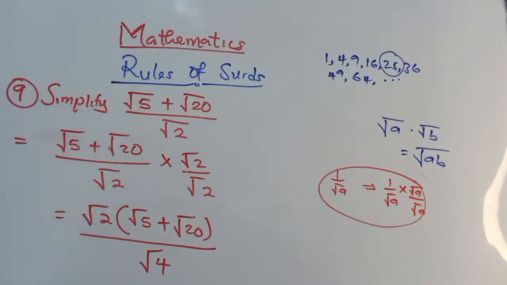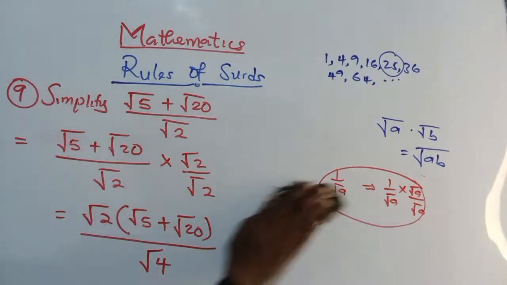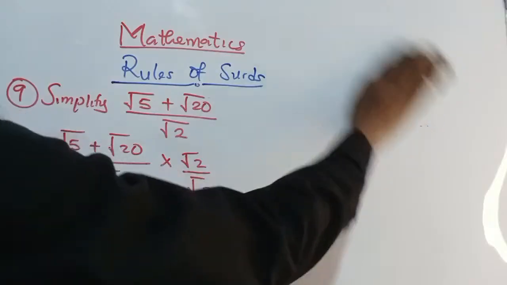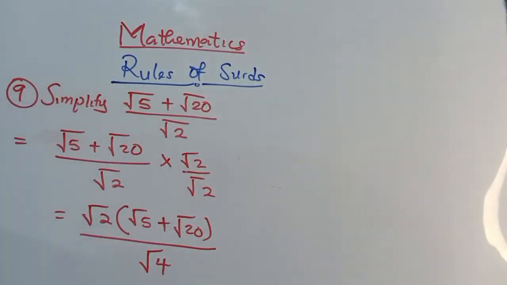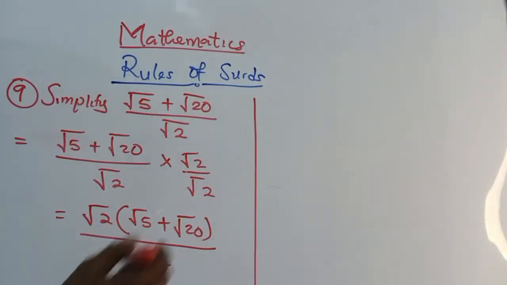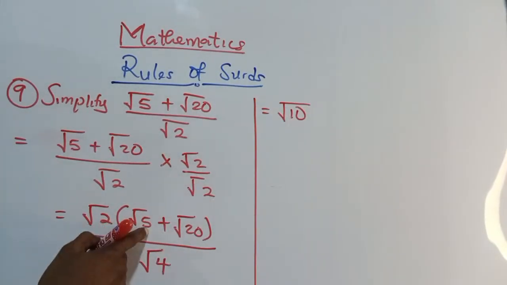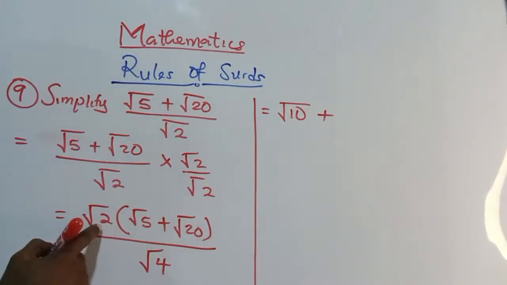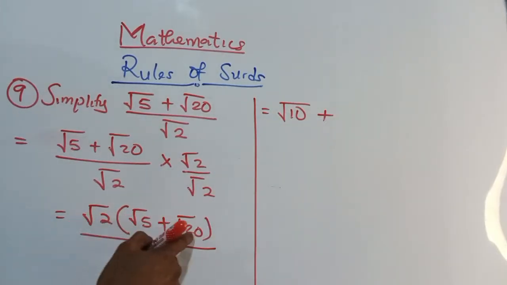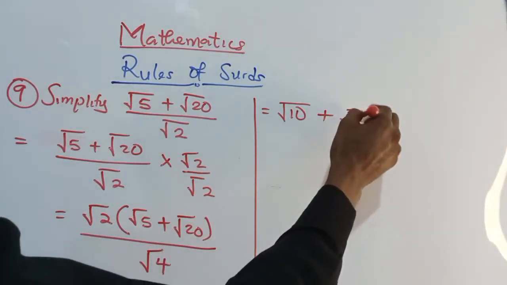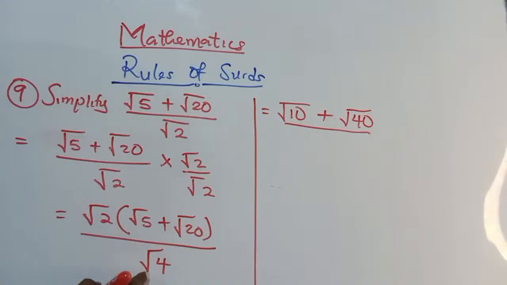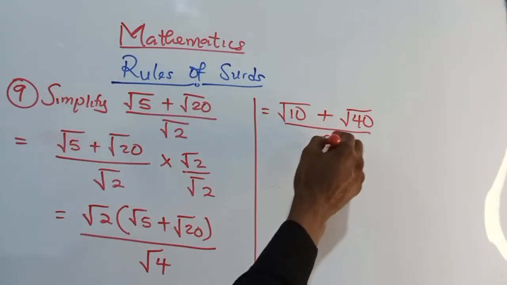So from there, let's expand that. So now, by the time we expand this, we have root 2 times root 5 will give us root 10. Or 2 times 5 is 10, plus root 2 times root 20, that is 2 times 20, will give us 40, over square root of 4 is 2. I'm going to write that.